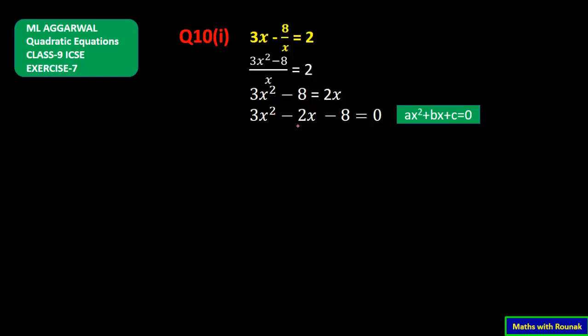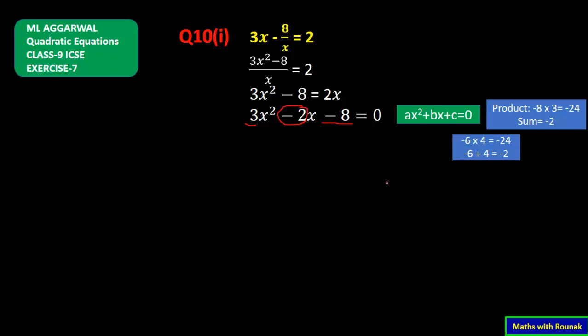Now we have to split the middle term into two such numbers such that their product is negative 8 into 3, which is equal to negative 24, which is constant into the coefficient of x squared, and sum as negative 2. So the two numbers are negative 6 and positive 4, as negative 6 into positive 4 will give us minus 24, and negative 6 plus 4 will give us negative 2 as sum. So we have our middle terms, negative 6 and 4.